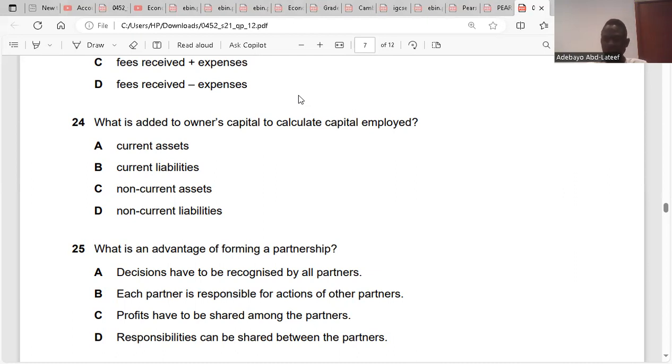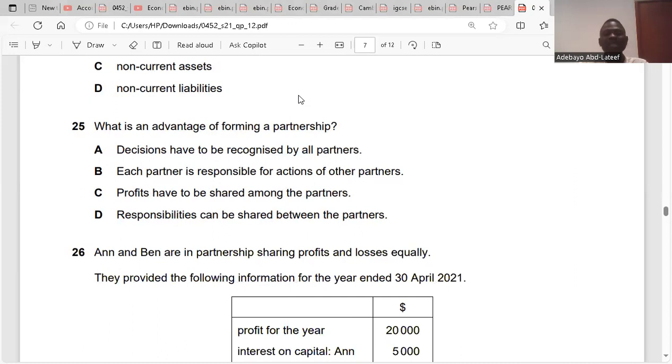Question 25. What is an advantage of forming a partnership? Decisions have to be recognized by all partners. That is a disadvantage of partnership. Each partner is responsible for actions of other partners. That's a disadvantage. Profit has to be shared among the partners. That's another disadvantage. Share of responsibilities, that's D. So the only advantage here is D. The three other options are disadvantages of partnership. Clear? So 25 is D.